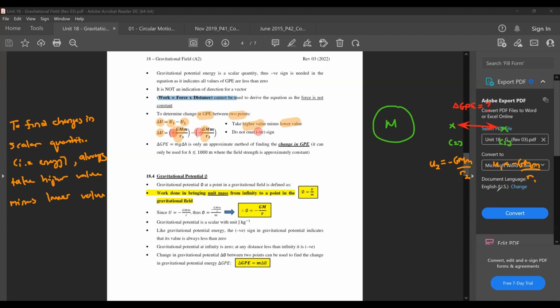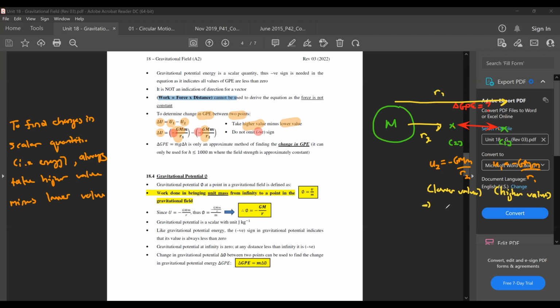U1 is actually the higher value. Okay, wait, let me just write. This one, U1 will actually be the higher value. U2 will actually be the lower value. Now, because of this, you see, this one is say R2. This one is say R1. You can think of it as this now.